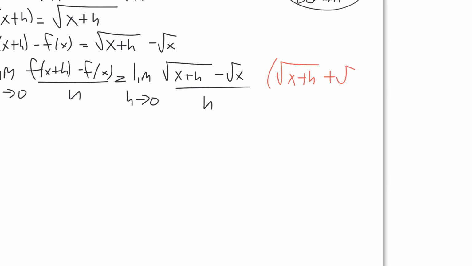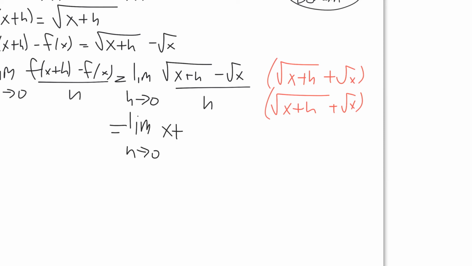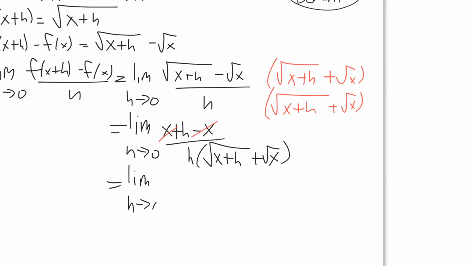So we multiply by root x plus h plus root x over root x plus h plus root x. That's going to be our rationalization. That will give us the limit as h approaches 0 of x plus h minus x over h times root x plus h plus root x. The x's here are going to cancel. So we'll have the limit as h approaches 0 of h over h times root x plus h plus root x. The h's are going to cancel.